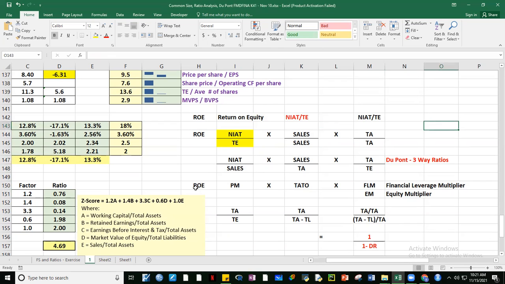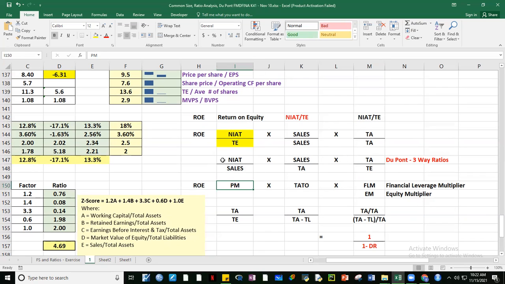So DuPont was saying that in order to increase ROE, the profit margin, the TATO, and the financial leverage multiplier must increase. Okay? What does financial leverage multiplier mean? It says we should increase total assets while maintaining total equity. That means we will use debt, no? By infusing more assets. So the FLM, the financial leverage multiplier, increases by utilizing more debt than equity. So that's one way to increase your ROE.